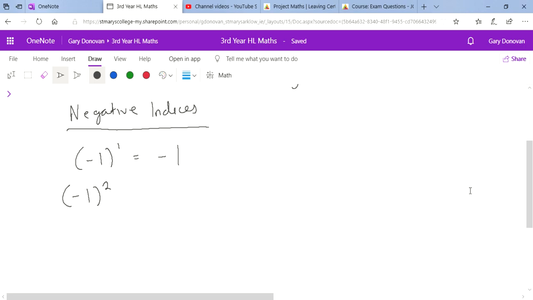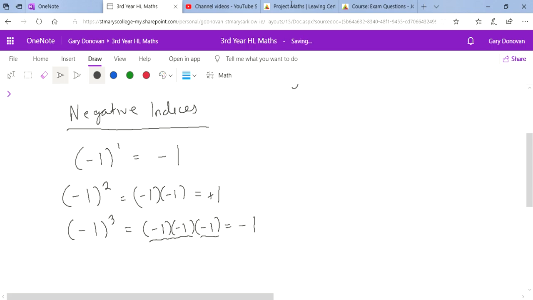Let's say we have minus 1 squared. What answer does that give you? Well, minus 1 squared is equal to minus 1 multiplied by minus 1. And we know that a negative number multiplied by a negative number gives us a positive number. So our answer will be plus 1 here. What about minus 1 cubed? Well, that's equal to minus 1 times minus 1 times minus 1. Anytime you have 3 numbers being multiplied together, you just do it bit by bit. So minus 1 times minus 1 is plus 1. Plus 1 multiplied by minus 1 gives us minus 1.